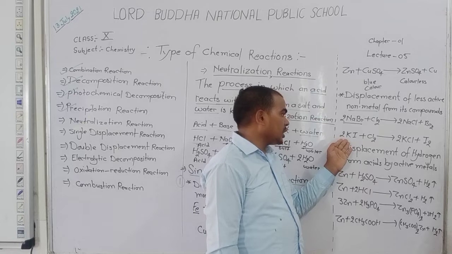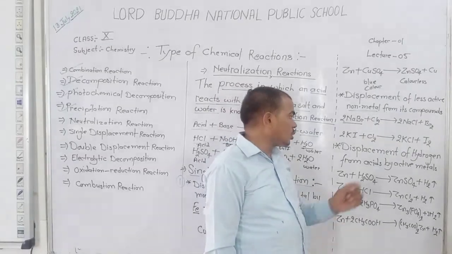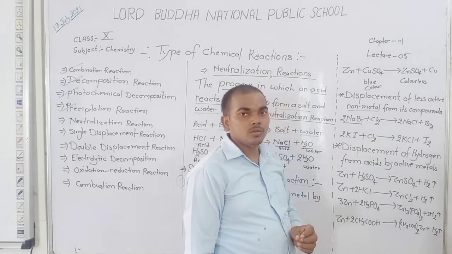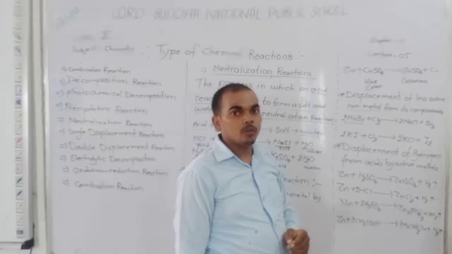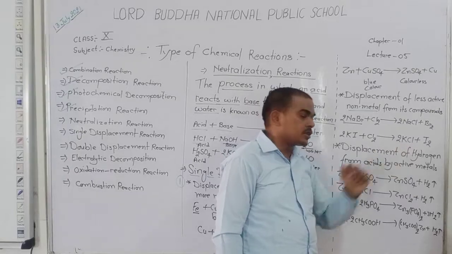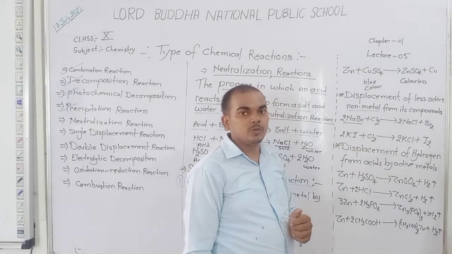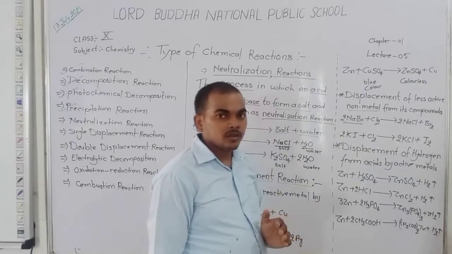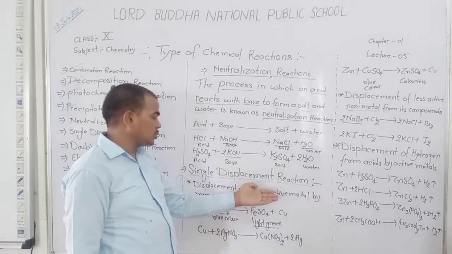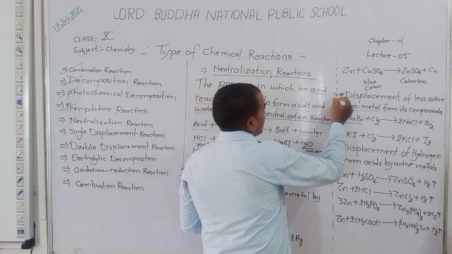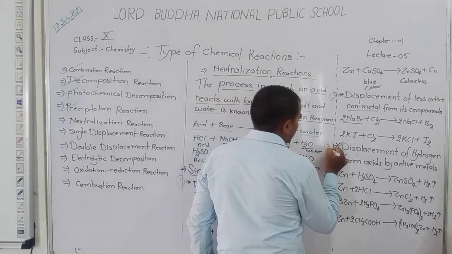Next example, potassium iodide, KI, reacts with chlorine gas. Dear student, chlorine is a more reactive non-metal as compared to iodine. So chlorine displaces the iodine from its compound and produces potassium chloride. Here only a single element, iodine, is displaced from its compound, so it is known as single displacement reaction. Dear student, you understand two types of single displacement reaction. First, less reactive metals displaced by more reactive metals. Second, displacement of less reactive non-metals from the compound. Now we discuss the third point of single displacement reaction.